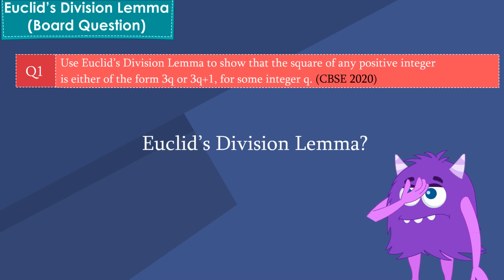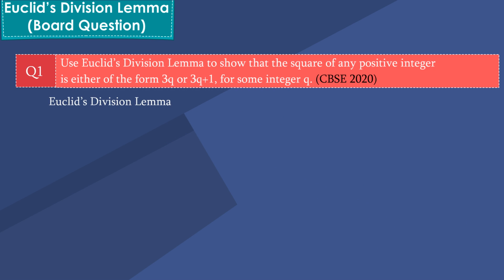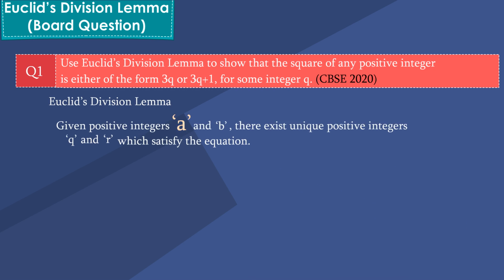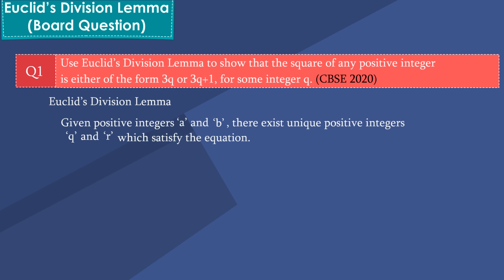So, let's recall Euclid's division lemma. Given positive integers a and b, there exist unique positive integers q and r which satisfy the equation a is equal to bq plus r, where r is greater than or equal to 0 and less than b. Now, in the given question, it says that we need to prove using Euclid's division lemma that square of any positive integer is either of the form 3q or 3q plus 1.